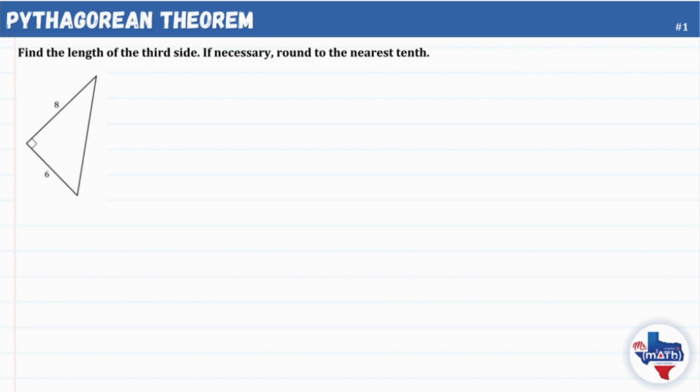Today's topic is Pythagorean Theorem. Find the length of the third side. If necessary, round to the nearest tenth.